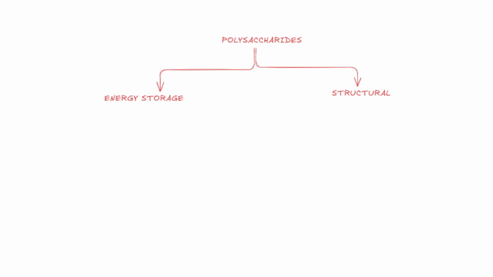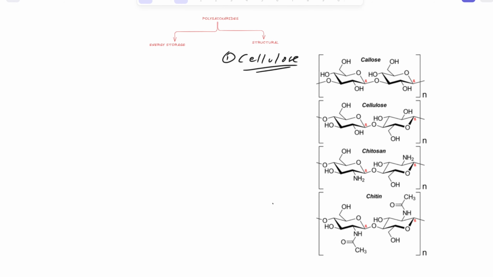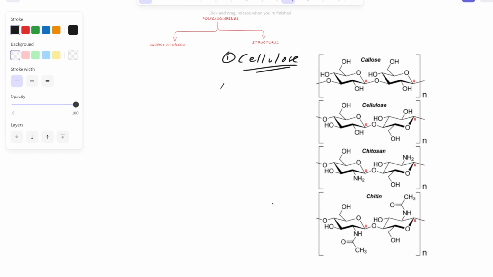These provide strength, rigidity, and protection. So the first one here is cellulose, which is present in plants. It is the most abundant organic molecule on Earth, forming the primary component of plant cell walls. It's a linear homopolymer of glucose units linked by beta 1,4 glycosidic bonds. These beta linkages are a game changer.